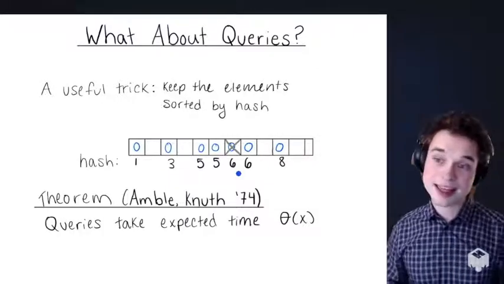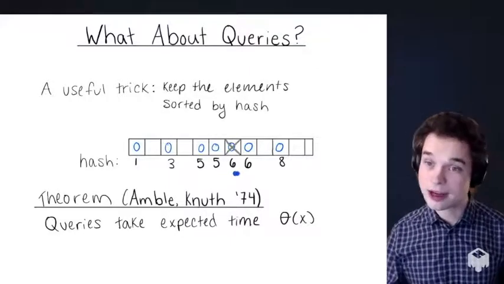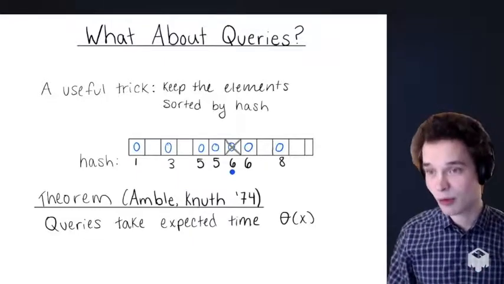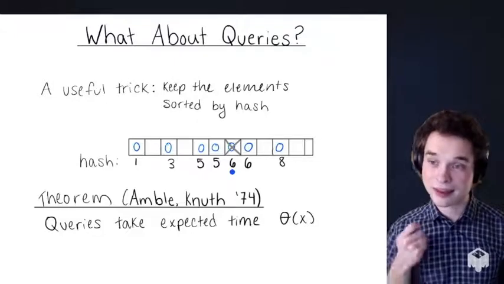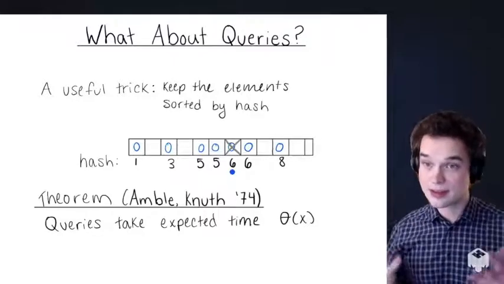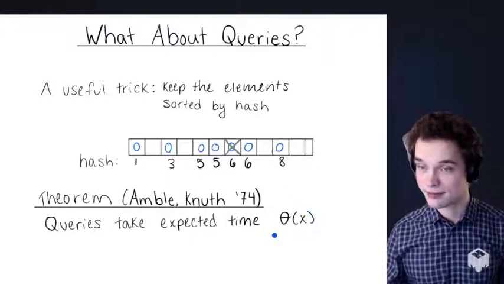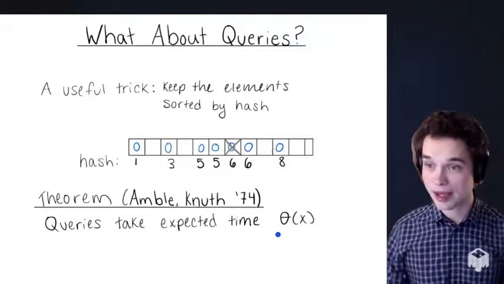And what's cool is this means that queries don't actually have to go to the end of the run. For example, if you're querying an element with hash 5, you can stop as soon as you encounter any elements with hashes 6 or larger. And so even though the expected length of the run that you're querying in is x squared, it turns out your queries still take time order x. In other words, primary clustering really is a phenomenon about insertions.